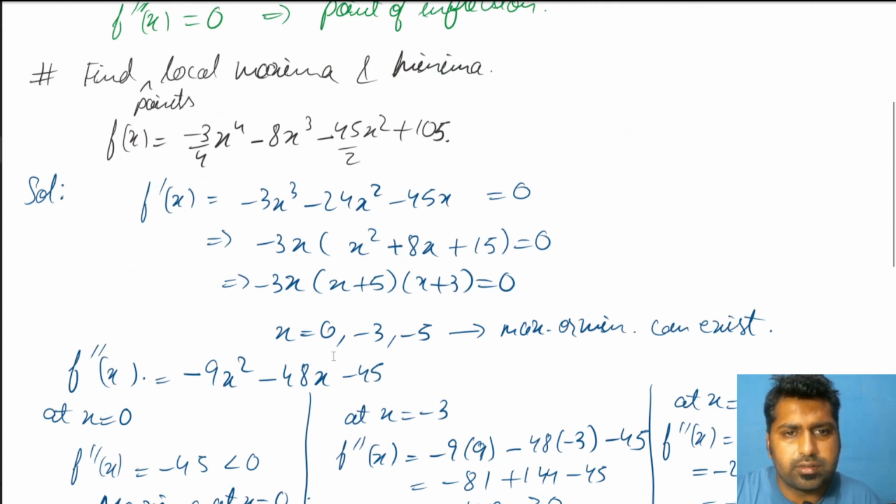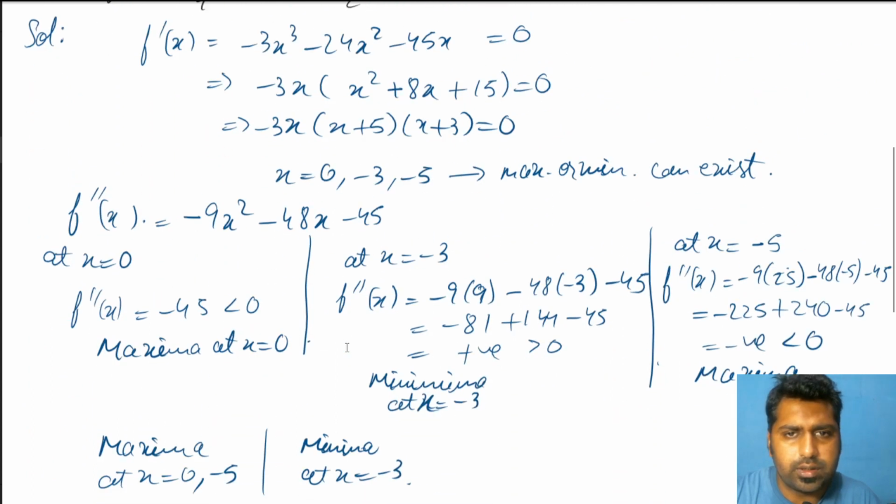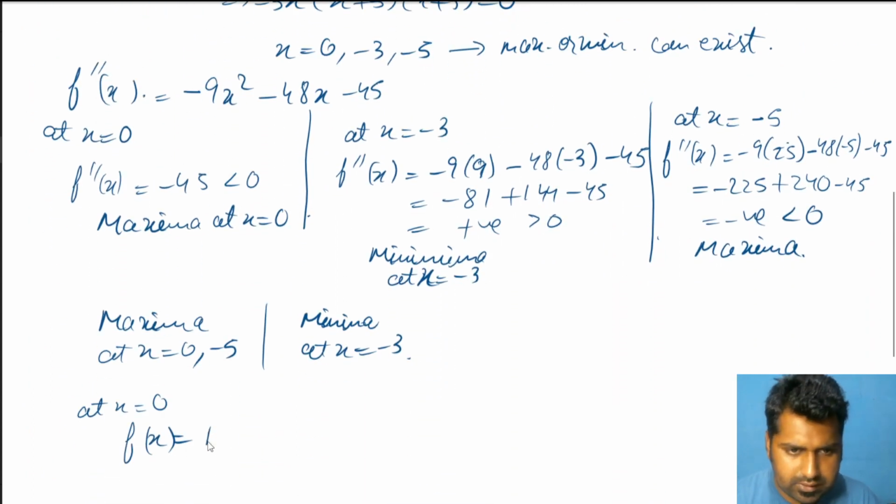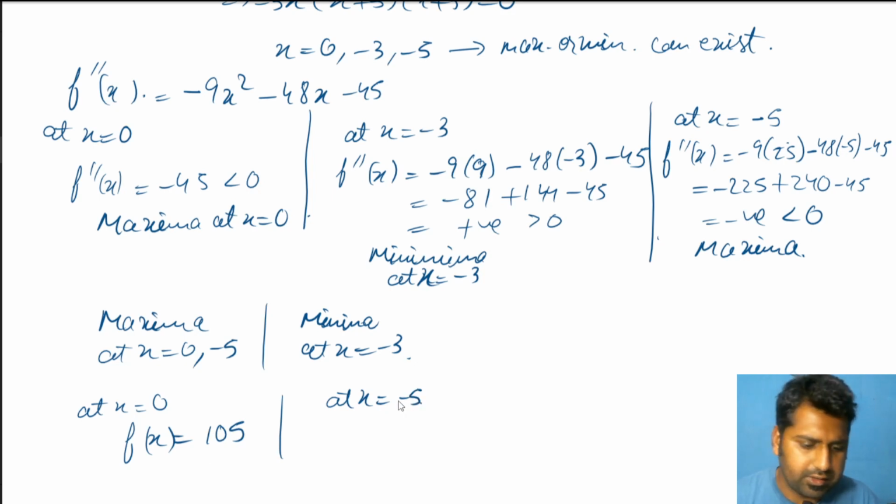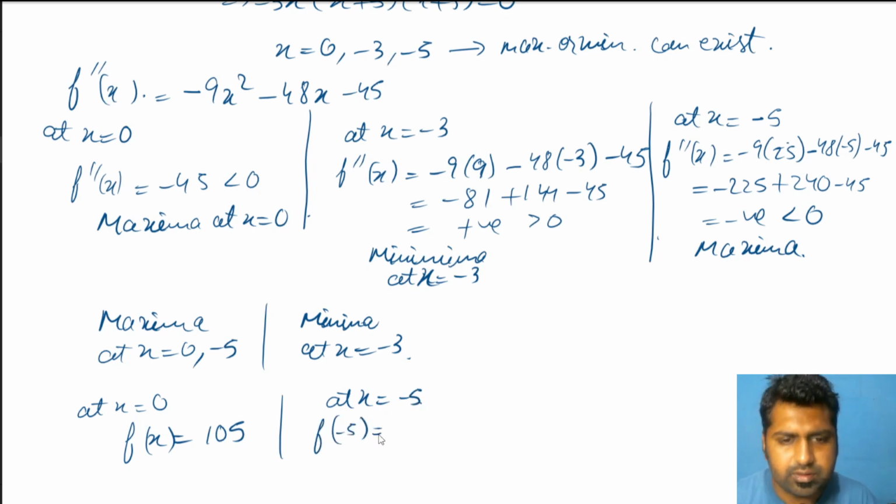It is coming 105, plus 105. Okay. And if we calculate at x equal to minus 5, okay, so that is f of minus 5. You put the value of x as minus 5 in the function, you will get 295 by 4. Okay, this is just for your reference.